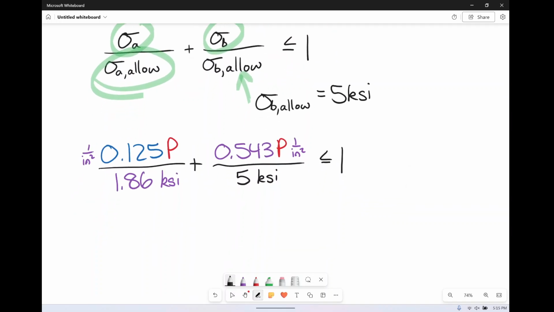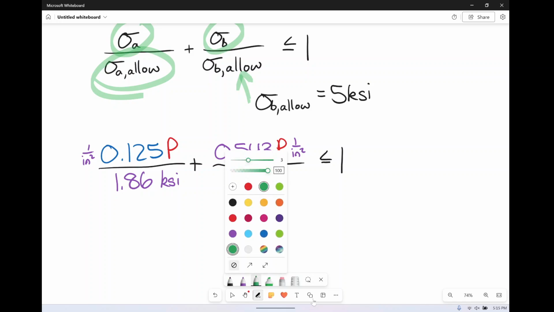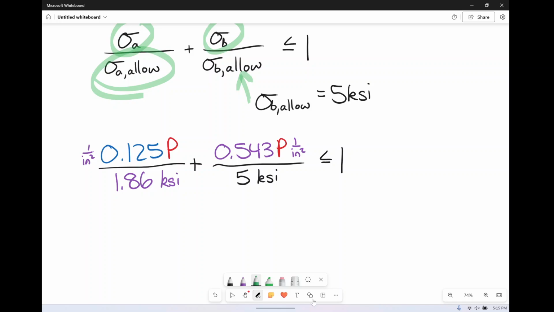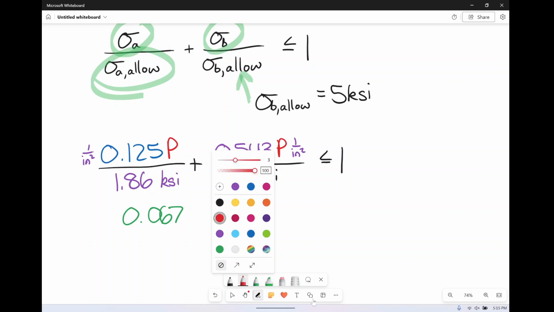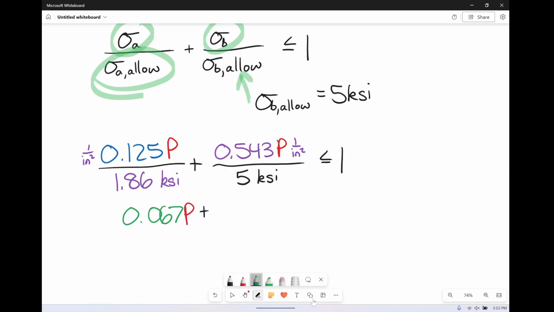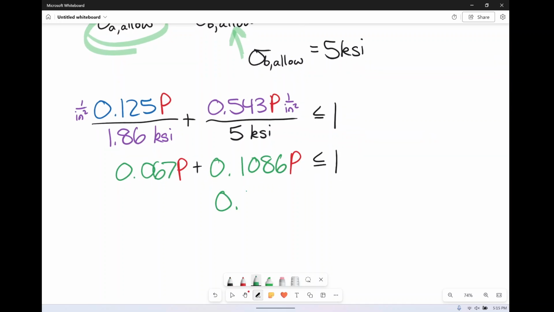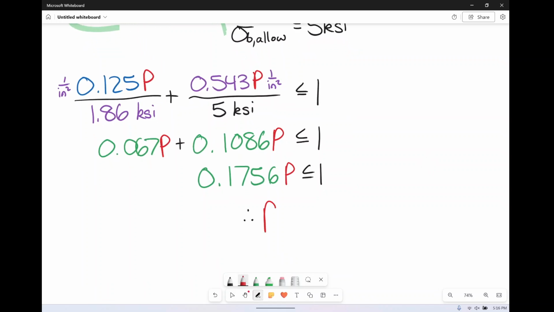Now I'm going to solve for this, so I'll put it in a green color. I'm going to get something times P plus something times P, and that's 0.067 times P, plus the other one, 0.1086 times P, and all that needs to be less than or equal to 1. So you add it all up, and you get 0.1756 times P, which is less than or equal to 1. Solve for P, and we get that P is equal to 5.69 kips.